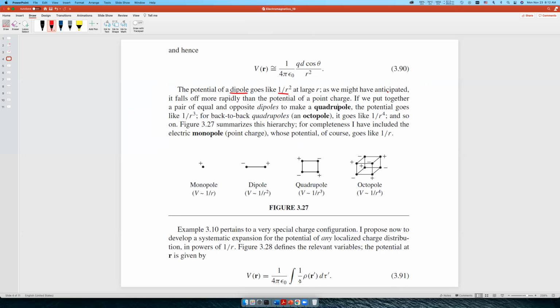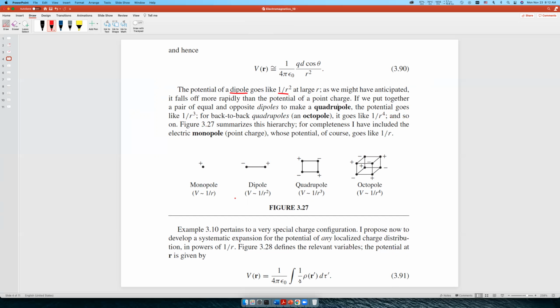As we might have anticipated, it falls off more rapidly than the potential of a point charge. If we put together a pair of equal and opposite dipoles to make a quadrupole, then the potential goes even faster, like 1 over R cubed. And for back-to-back quadrupoles, which is an octupole, it goes like 1 over R to the 4, and so on.